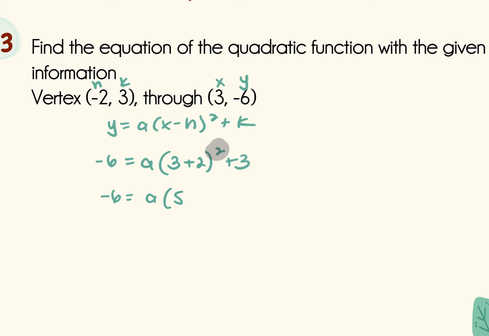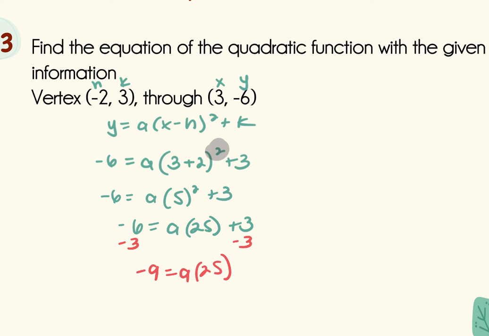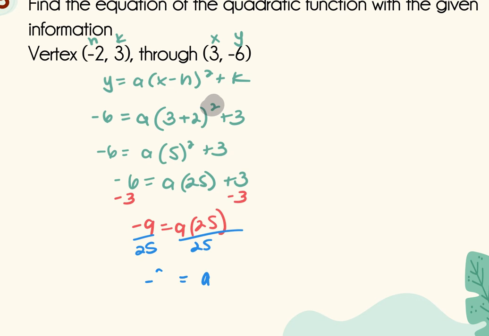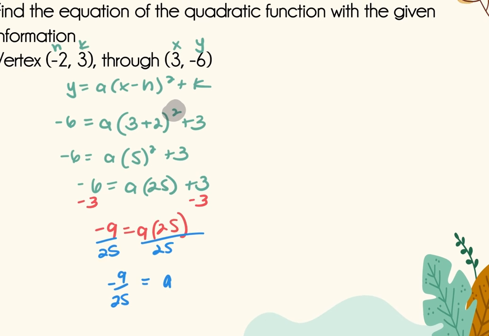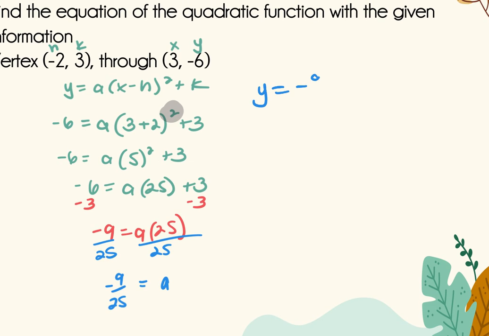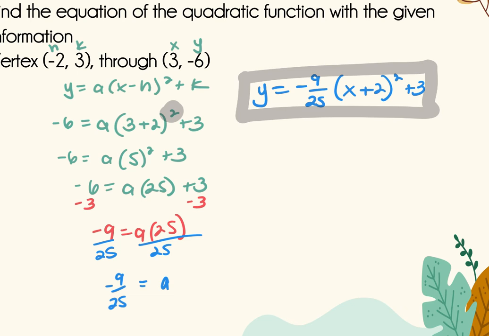Negative 6 equals a times 5 squared plus 3. Negative 6 equals a times 25 plus 3. Subtract the 3: negative 9 equals a times 25. Divide by 25, and a is negative 9/25. And then we plug back in the a, the h, and the k. Questions on that one? Again, overall pretty good.